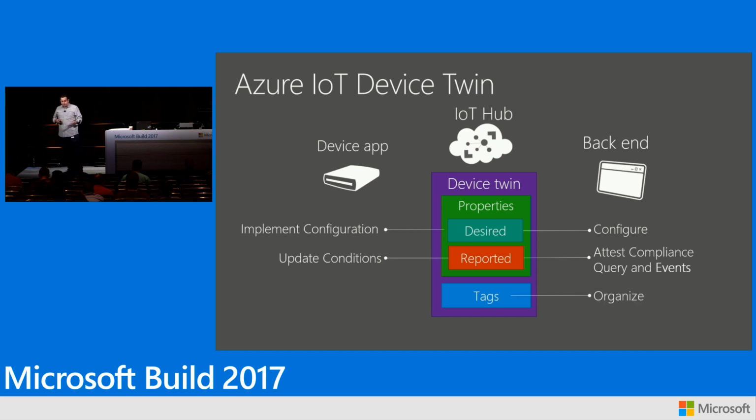In addition to this, there are tags in a device twin, which the physical device itself doesn't really care about. Tags are things that you use to organize your devices so that you can then find them later, right? So these are my devices that are in building 43 on floor 2 in this room. These are my devices that are at this gas station. These are my devices that are in this warehouse, for example.